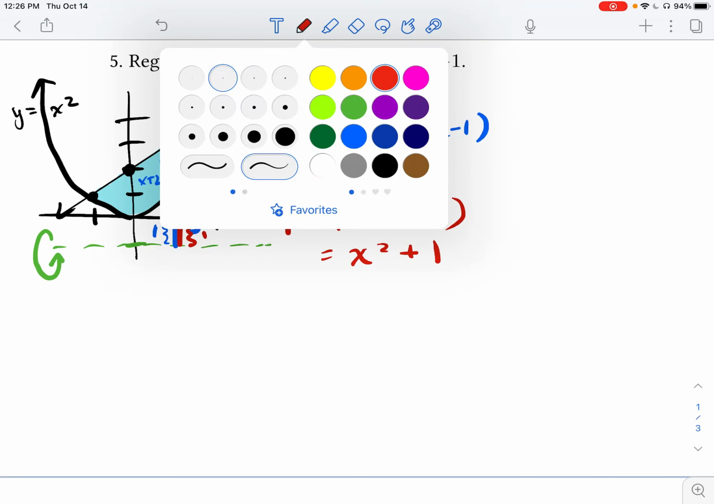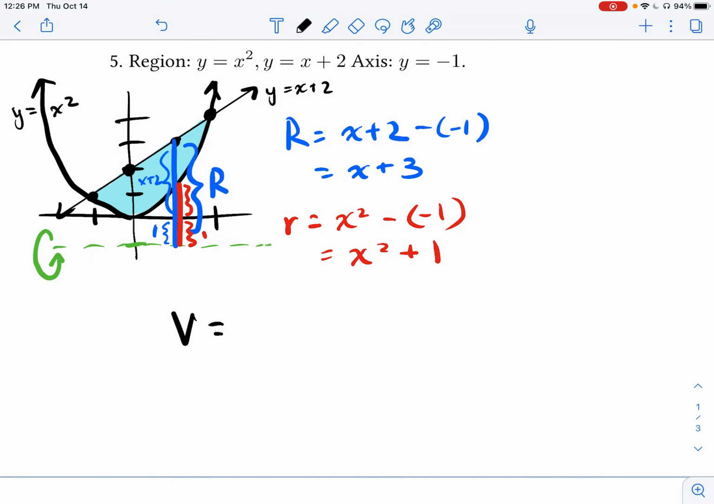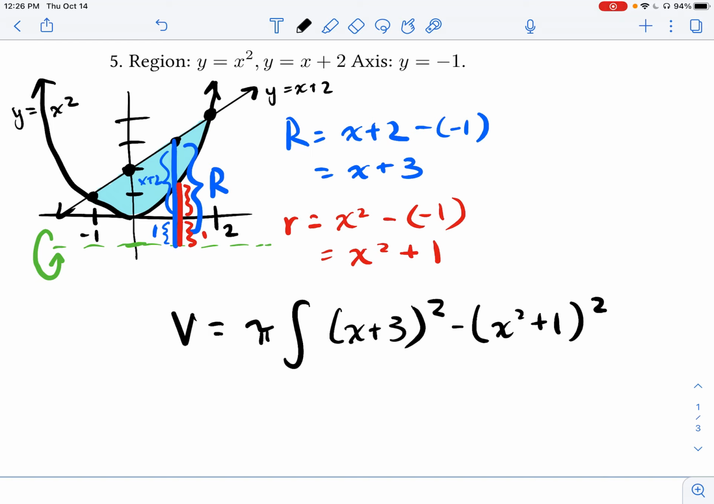So I've established my larger radius and my smaller radius, so I can say V is equal to, since we're rotating about this axis here, we're going to be integrating from -1 to +2, which we can find by setting the functions equal to each other, but hopefully it was pretty obvious. And our larger radius is x plus 3 squared, and our smaller radius was x squared plus 1 squared. This all comes back from integrating the areas of these disks and hollow disks, okay? And this should come out to approximately 23.4 pi units cubed. Okay?